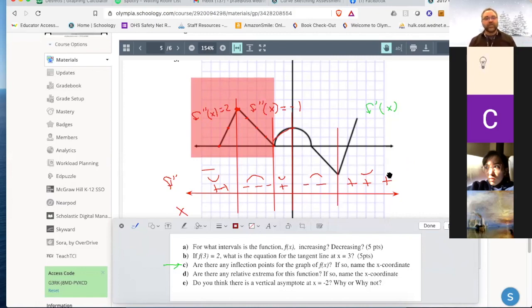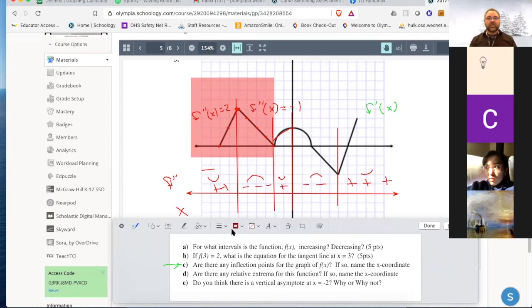So inflection points of the graph, there's actually a couple. We have the one at -6, the one at -2, the one at 0, the one at 5. So those are the inflection points. All right.